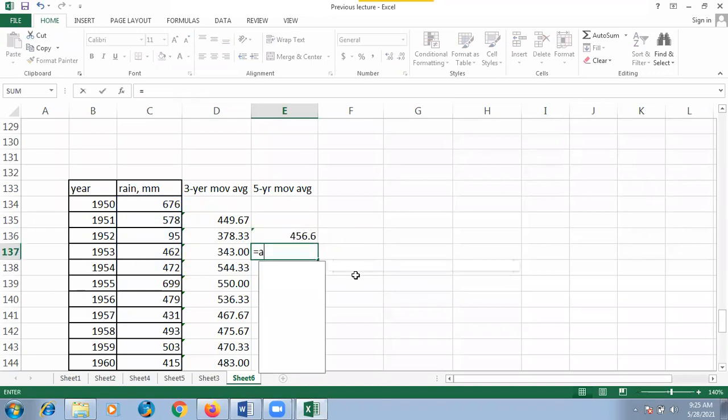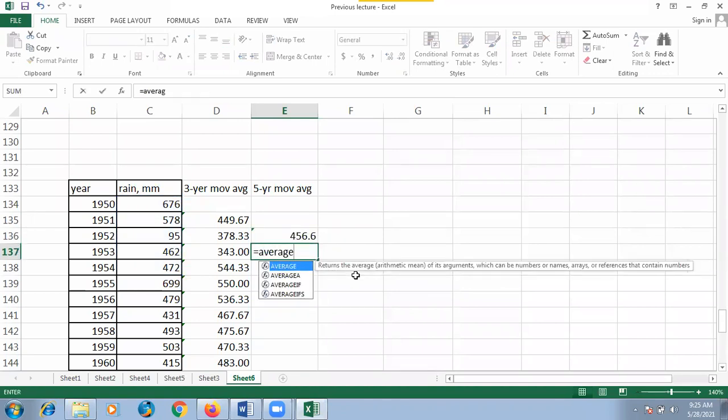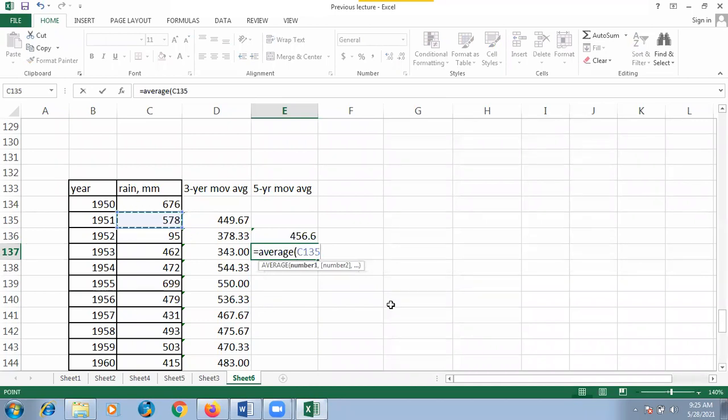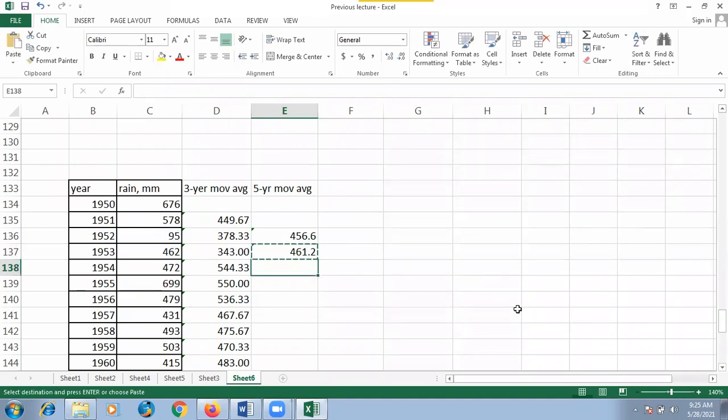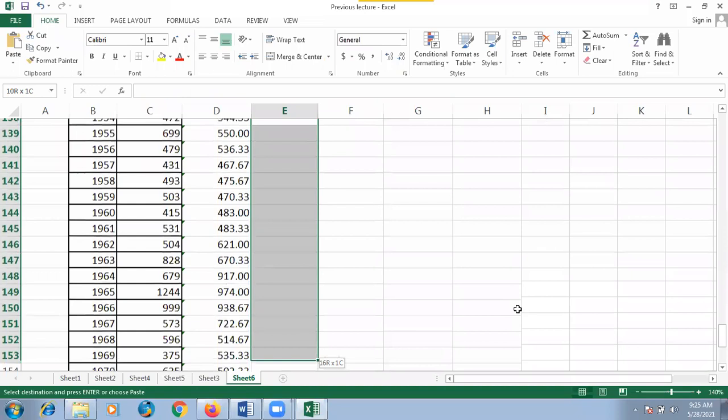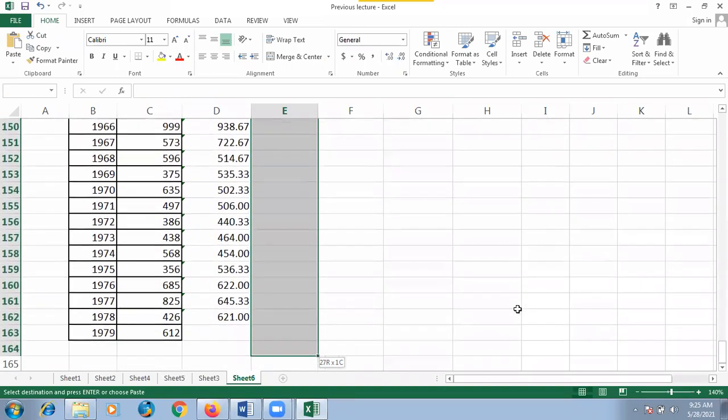And similarly, for the next 5 years, I will take the average of 1951, 52, 53, 54, 55, 1, 2, 3, 4, 5 years represented against middle year 1953. So that is done. So you get this value. And similarly, you do it for other sets of 5 years each, which I would represent here.